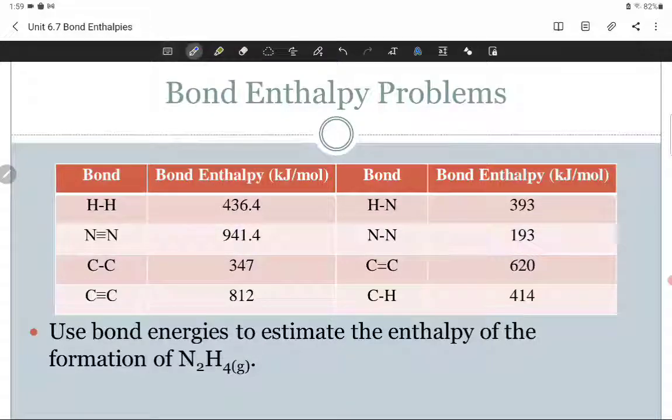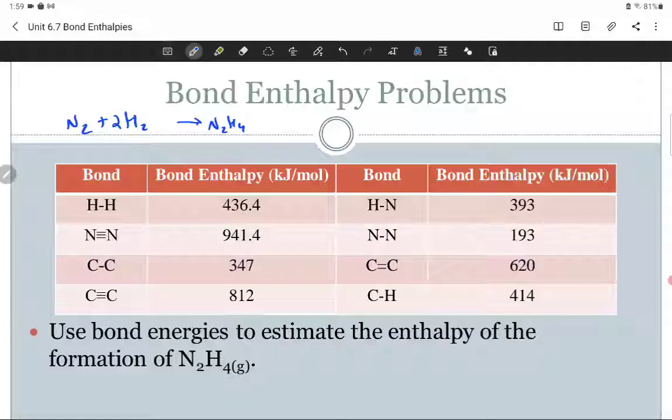It says use bond energies to estimate the enthalpy of formation for N2H4. So to be able to do that, we definitely have lots that we need to do first. So formation of N2H4. Well, it's from its elementals. Any of these formations are from its elementals. So that must be nitrogen gas and hydrogen gas. And that's going to require 2 hydrogen gases for every 1 nitrogen gas. So there's our chemical reaction.